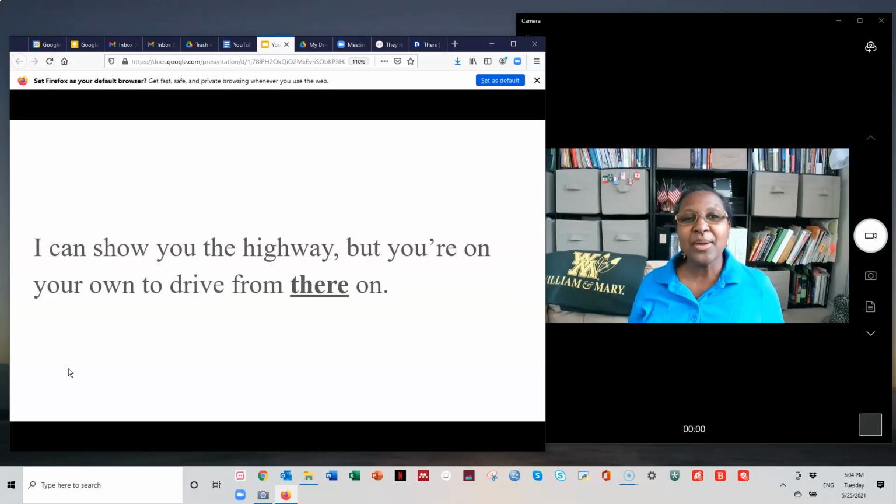I can show you the highway, but you're on your own to drive from there on. You're now in a situation called there. I can take you only so far, but after that, you're on your own from there on.